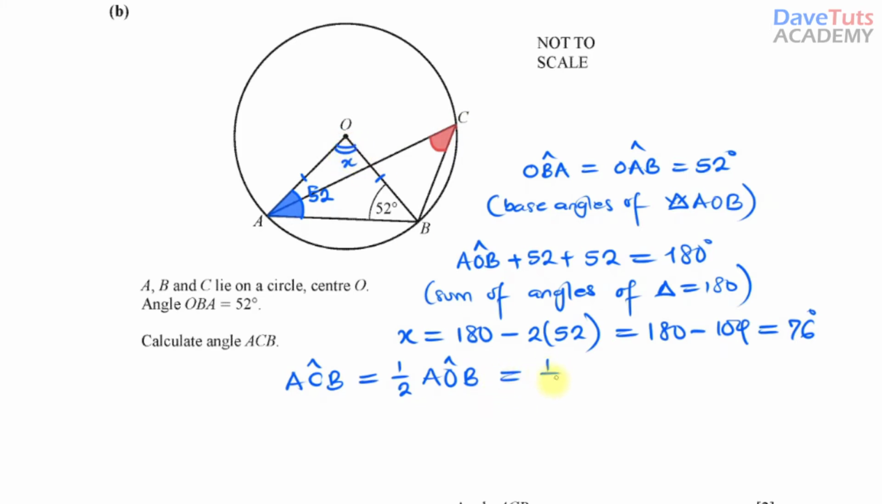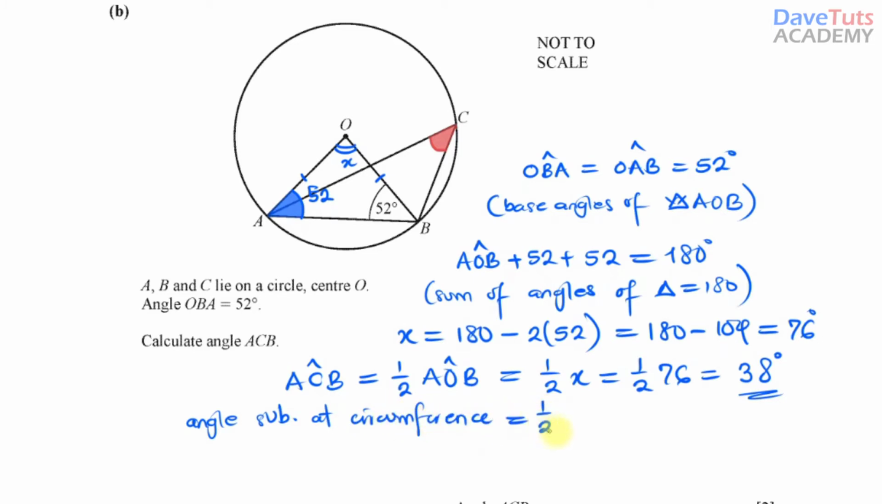So that is 1 over 2 of x, which is 1 over 2 of 76, and that will be 38 degrees. Okay, and why am I postulating this? Because the angle subtended at the circumference is half the angle subtended at the center of the circle.